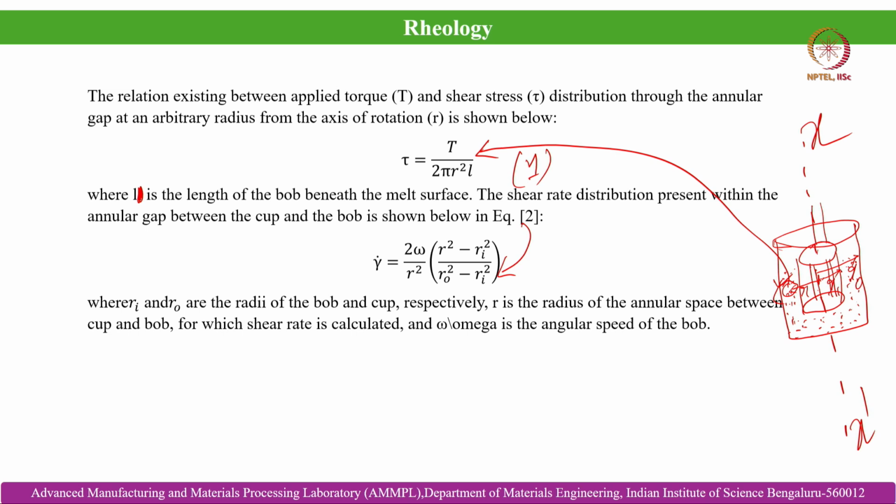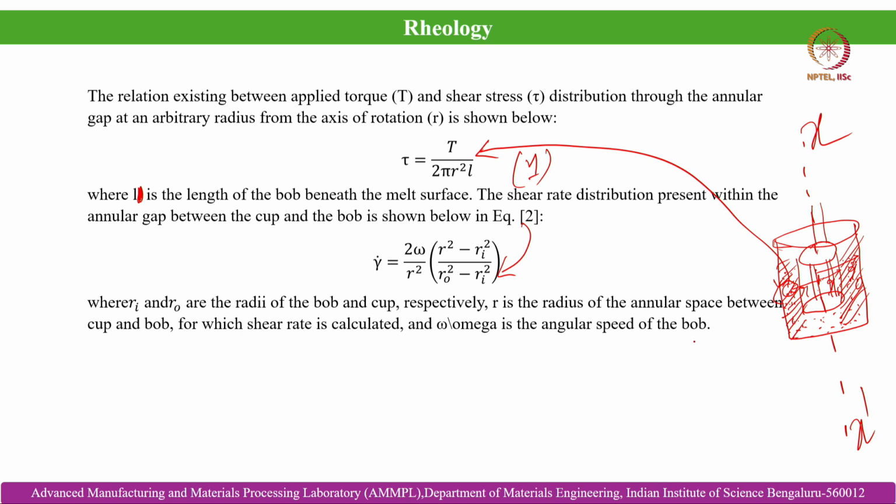So, we are basically interested in estimating the viscous evolution of the solidifying melt in this annular space between the rotating bob and the stationary cup. Okay. So, here this gamma dot is equal to 2 omega by r square into r square minus Ri square by Ro square minus Ri square. So, I have already expressed the significance of r inner and r outer, and omega is the angular speed of the bob.